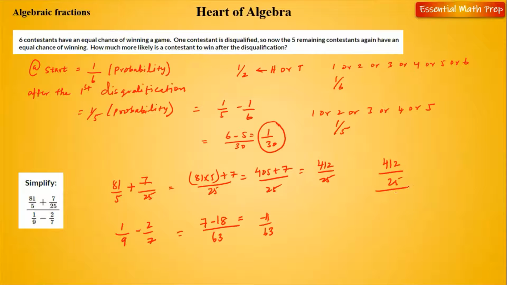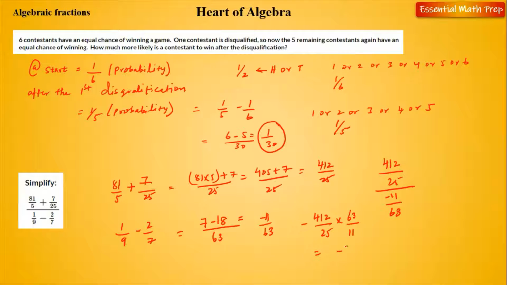412 over 25 over negative 11 over 63. Remember what I said when you're solving this sort of problem. You retain the numerator as it is and you flip the terms. I'm just going to bring the negative to the front. 63 over 11. And this problem was originally a multiple choice. I removed the answer choices. So I want you to do it without any help, so you don't even guess.